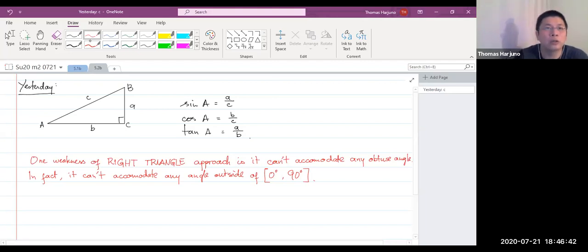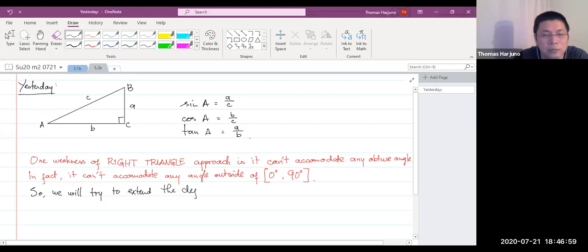So we will find another method. We will try to extend the definition of the trig functions. How will we do that? We'll do it in the following way.